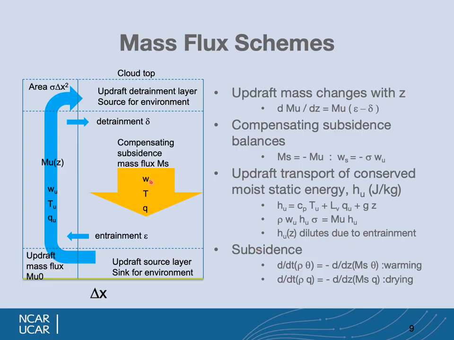Subsidence occurs around the updraft and is just a vertical mass flux term. It's a d/dz of the theta or q flux term. So subsidence leads to warming and drying in the environment just due to descending motion.